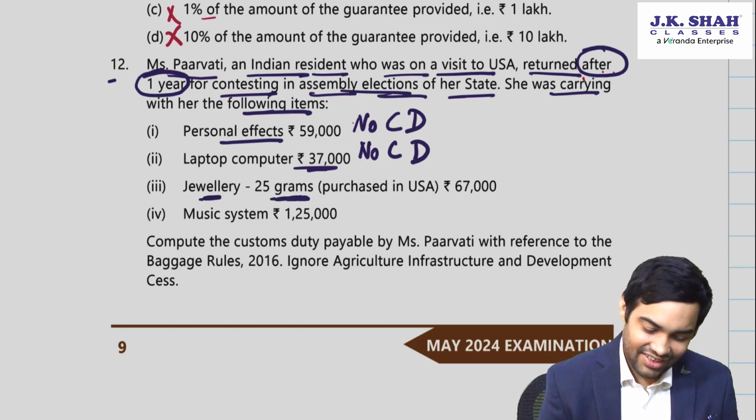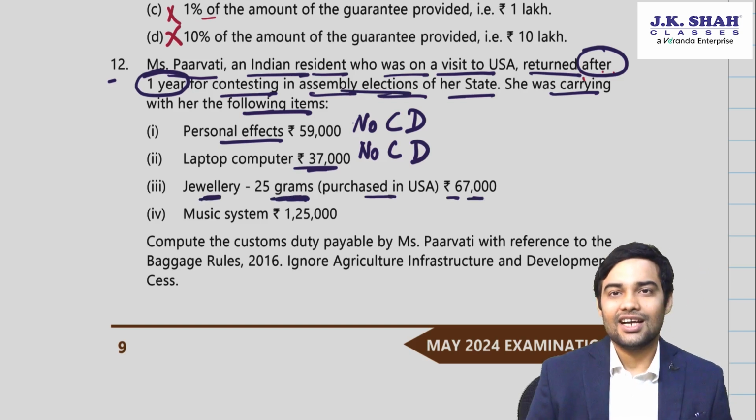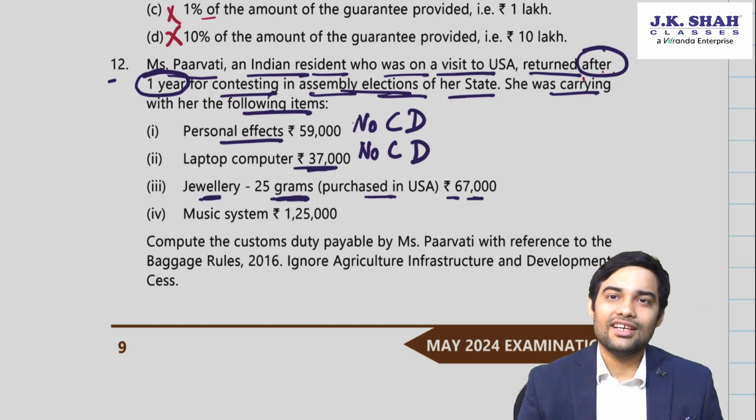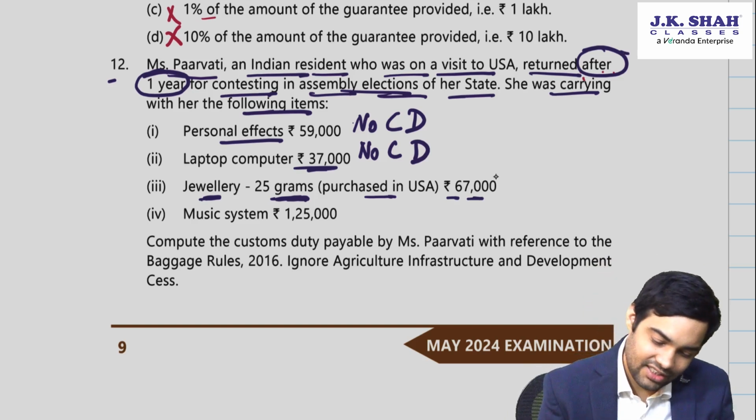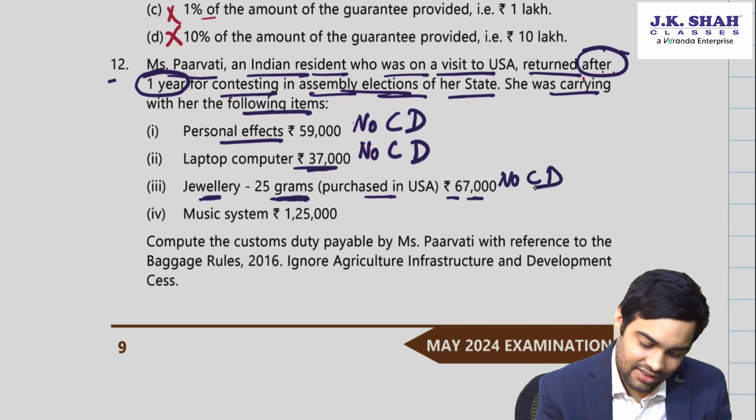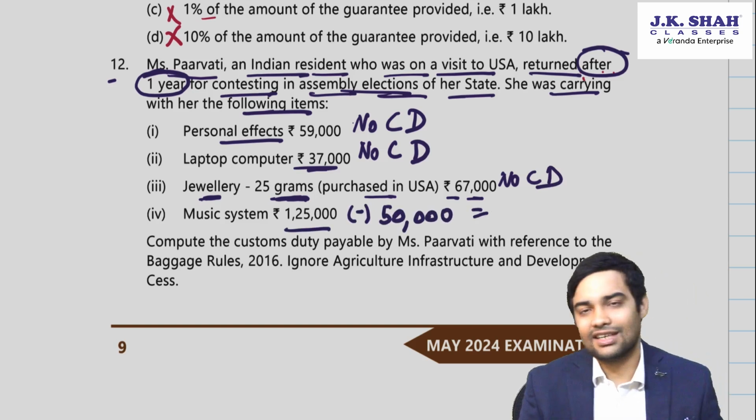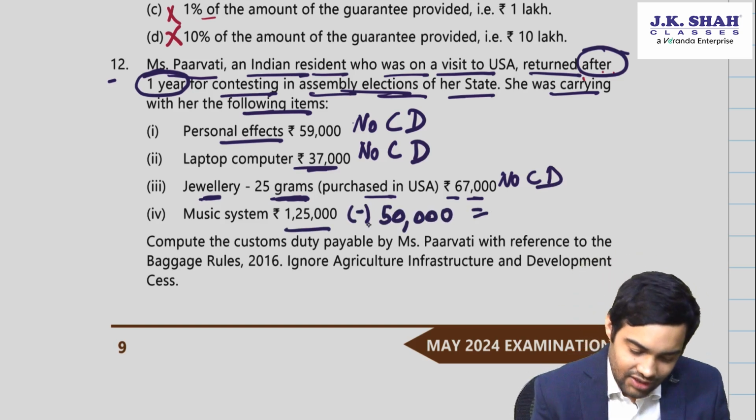Jewelry, 25 grams, purchased in US, 67,000. Jewelry, do you remember the limit? 40 grams or 1 lakh, whichever is lower, if you have stayed for more than 1 year. So no custom duty on this as well. Music system, 1,25,000. Out of that you can get a deduction of 50,000, which is a general free allowance. So general free allowance 25,000, balance 75,000.